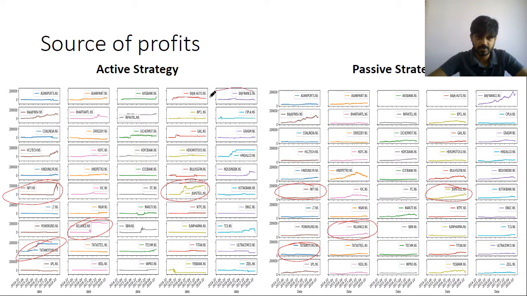There are also examples to the contrary. So here's the passive portfolio for Bajaj Finance. Passive has done well. We are not able to make much money here.